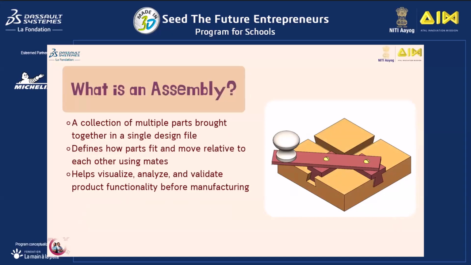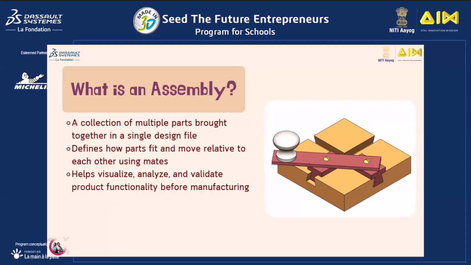An assembly is a collection of multiple parts which are brought together in a single design. As you can see in this picture, this is not a solid body. There are multiple parts in it: the brown part, a yellow part, and a handle in gray color. All of these are created separately and brought together to create this complete assembly.